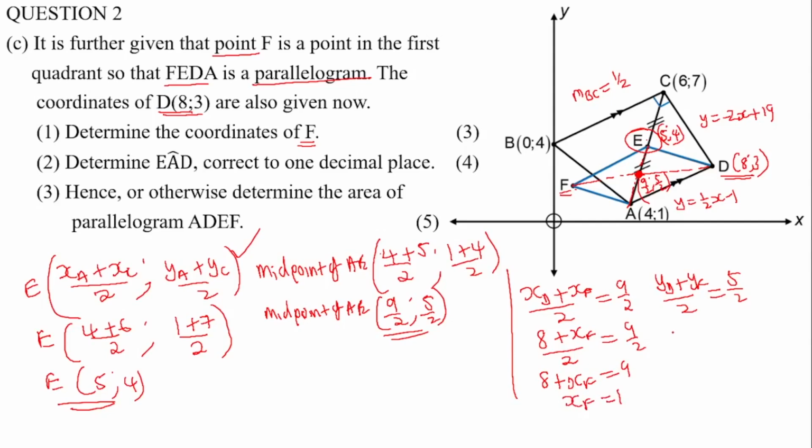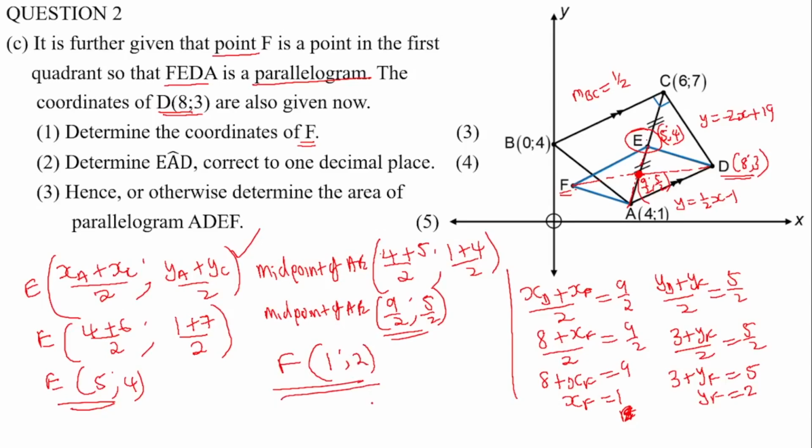Now this side: y at D is 3, so 3 plus y at F over 2 is equal to 5 over 2. Multiply by 2 on both sides, or just equate the numerators since the denominators are the same. So 3 plus y at F is equal to 5. Subtract 3 from both sides: y at F is equal to 2. Therefore, the coordinates of F are (1, 2).